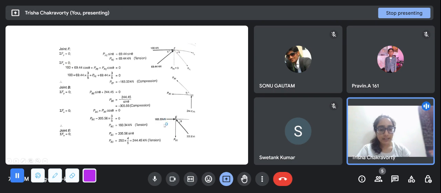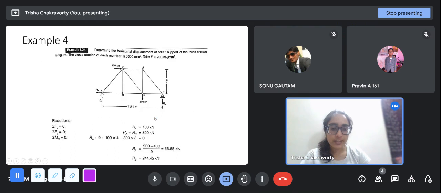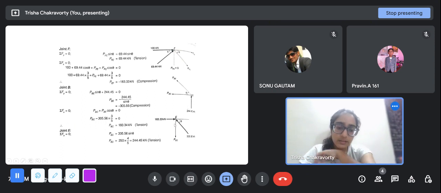Again, look why we have taken it like this: because this 305.56, this BE, was under compression, right? So we will take it towards the joint because it was under compression. And this member as well, this EF member, we found PEF as minus 183.33, so you will take this towards the joint. So we have one unknown, and we can use either equation.